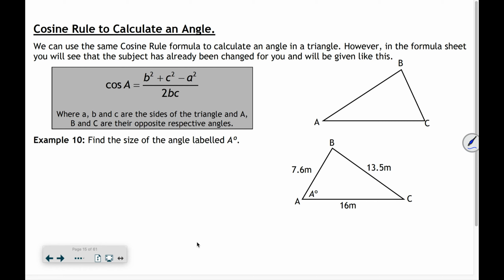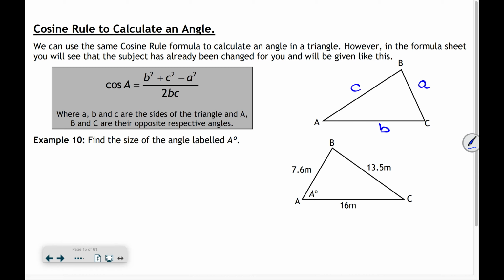So let's take a look at the formula. So it says cos A is equal to b squared plus c squared minus a squared all over 2bc. And this is where the values of a, b and c are the sides of the triangle that's opposite capital angle A, capital angle B and capital angle C. So labelling your side is incredibly important here. So remember, if this is angle A, this will be small letter A. If this is angle B, this will be small letter B. If this is angle C, this will be small letter C.